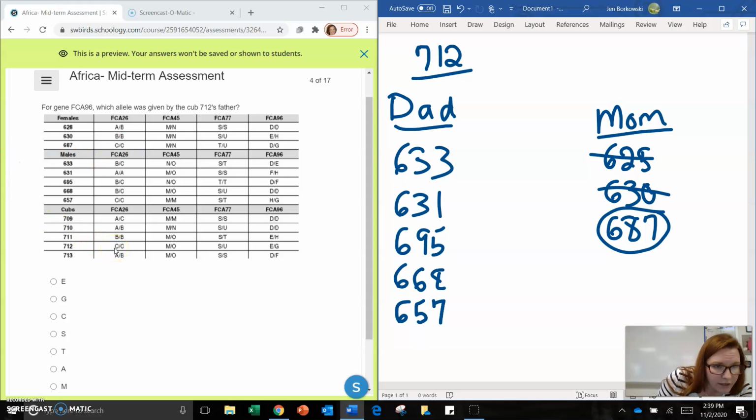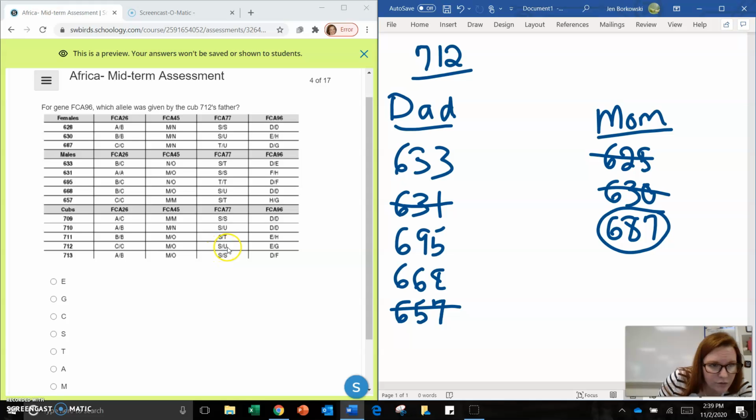I know that dad had to have given a C also. 631 doesn't have any C's. Bye-bye 631. M's and O's. And I know that it had to have gotten an M from mom, so it had to have gotten an O from dad. So 657, you can't be the dad because you don't have O's. Move on to the next one.